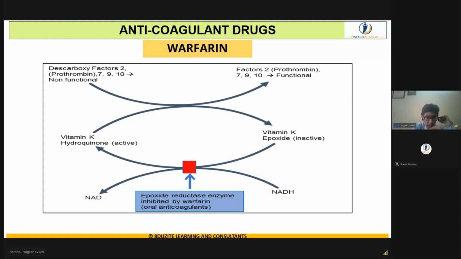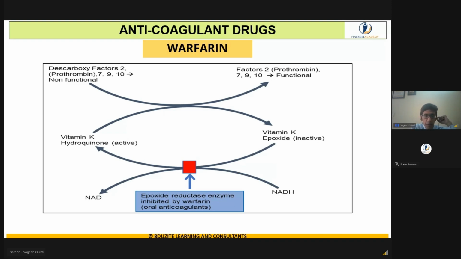On the second point, in this process, when the factors 2, 7, 9, 10 are getting activated, vitamin K hydroquinone automatically, simultaneously gets changed into inactive vitamin K epoxide. Now this process keeps on happening. So vitamin K epoxide, which is now inactive, gets activated back by NADH to NAD. There is an enzyme, epoxide reductase enzyme here, where it is shown as red. So epoxide reductase enzyme changes vitamin K epoxide to the active form, vitamin K hydroquinone. So once hydroquinone is generated, it will again convert inactive 2, 7, 9, 10 to active 2, 7, 9, 10. So this process goes on.